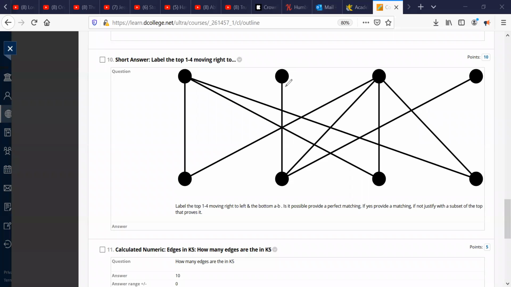If I pick this and this, then they only connect to this, which gives me a subset of the top such that the cardinality at the top is strictly greater than the cardinality at the bottom. Therefore, I know that there does not exist a perfect matching.